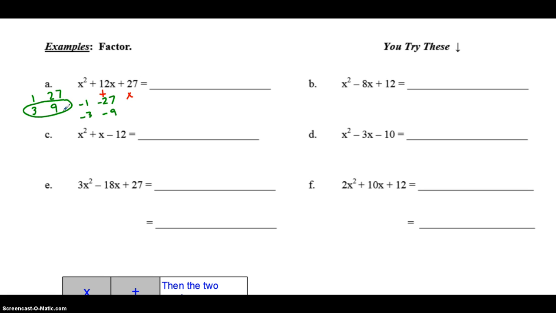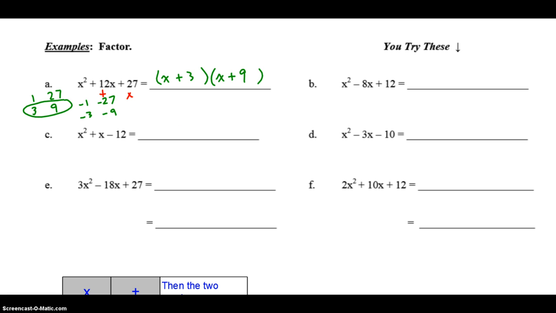So once we have our m and n, open up your two sets of brackets. Because it's simple, each bracket starts with an x, and then we have a positive 3 and a positive 9. If you FOILed that out to do a check, you would see that they're exactly the same.